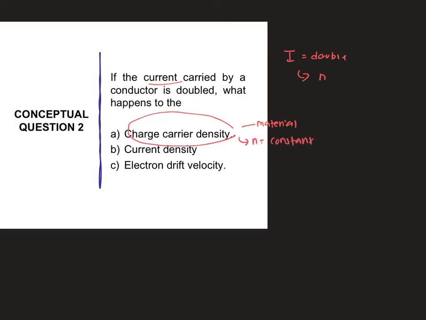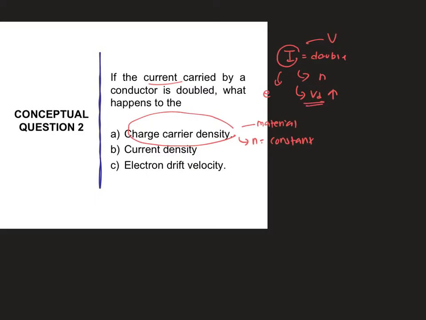Okay, but when you increase the current, what happens to the drift velocity? It will increase, because when you increase the current, it means that this is affected by the voltage. Okay, so the potential difference will be increased, therefore the current will be increased, therefore the electrons are going to move aggressively. Okay, and that's the reason why the drift velocity will be increased.